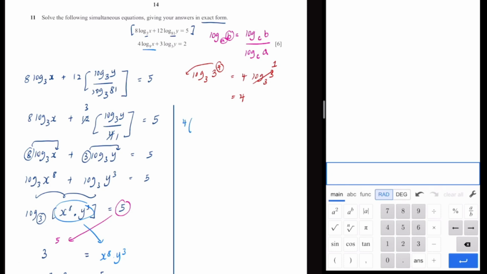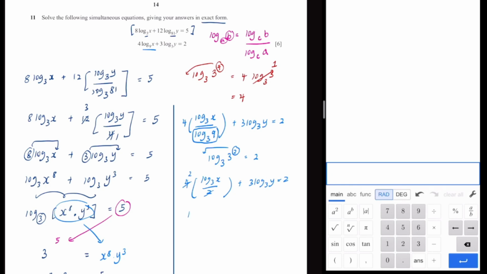So 4 log base 3 x, log base 3 of 9, plus 3 log base 3 y, which is equivalent to 2. The whole thing can be simplified to log base 3 of 3 squared, so move the 2 in front, then you're going to end up with just 2. So 4 log base 3 x over 2 plus 3 log base 3 y is equal to 2. Cancel up. By the power rule, move all the coefficients back to the power. So log base 3 of y cubed is equal to 2.